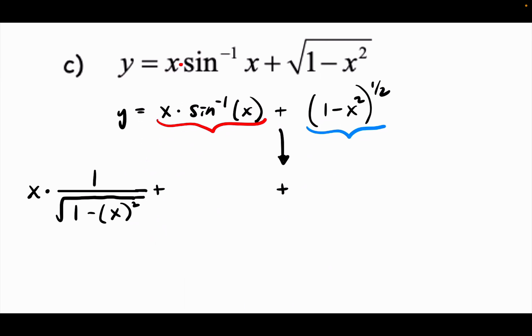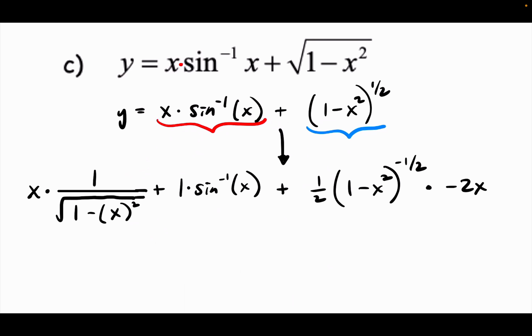Now the other side: the derivative of x is 1 times the second. Now the blue. The blue is the chain rule. So I'm going to move the 1/2 to the front, subtract a power, times the derivative of the inside. Negative 2x.